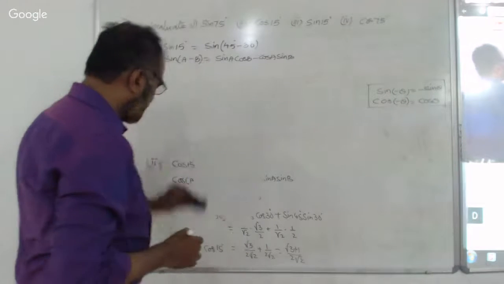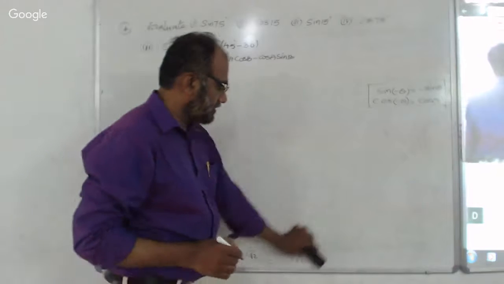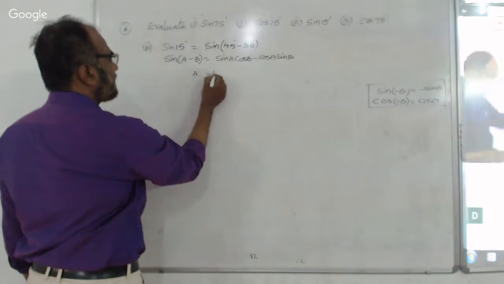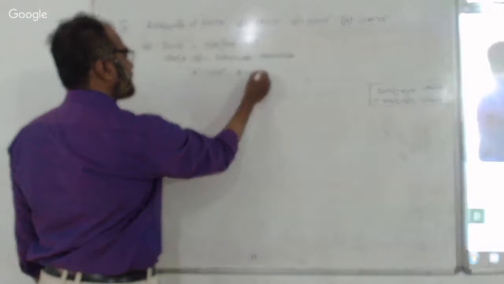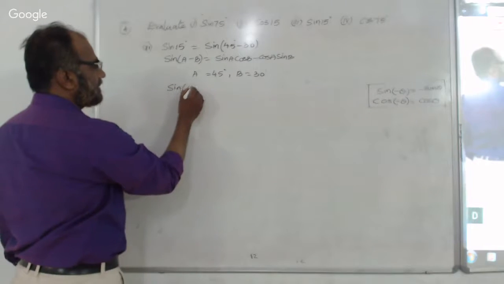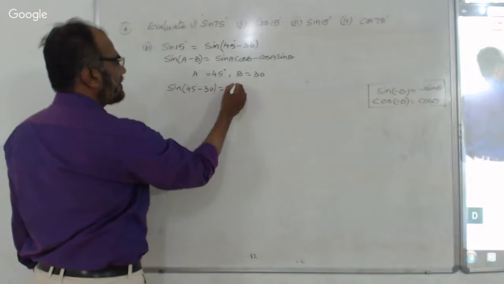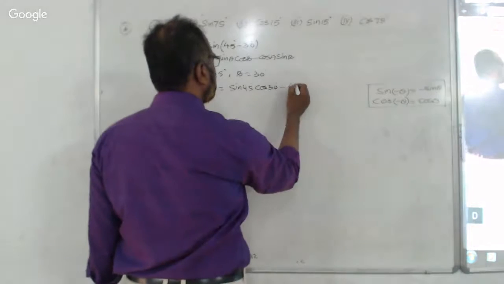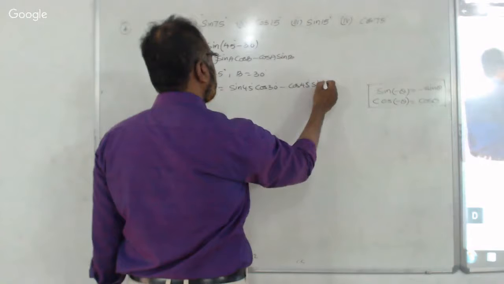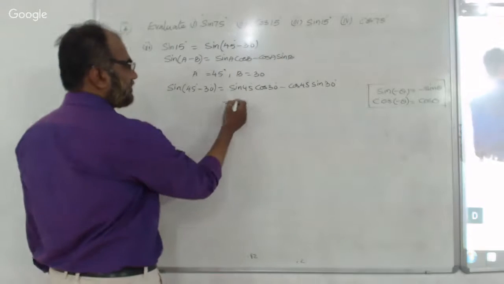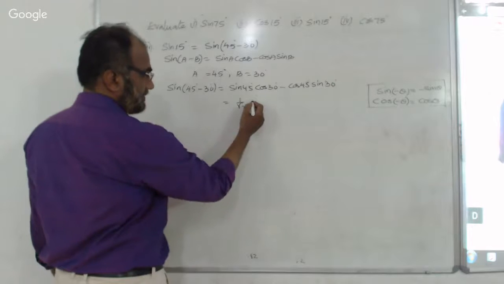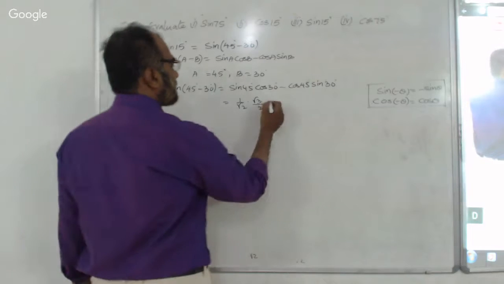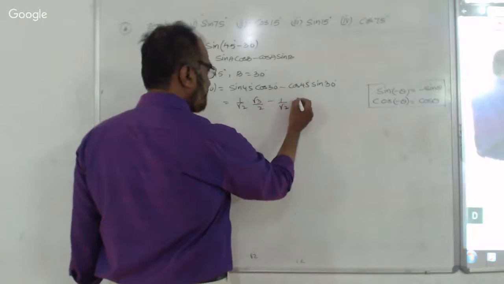So if I substitute all these known values, A is 45 and B is 30. So sine of 45 minus 30 is equal to sine 45 into cos 30 minus cos 45 into sine 30. Sine 45 is 1 by root 2, cos 30 is root 3 by 2, minus cos 45 is 1 by root 2 and sine 30 is 1 by 2.